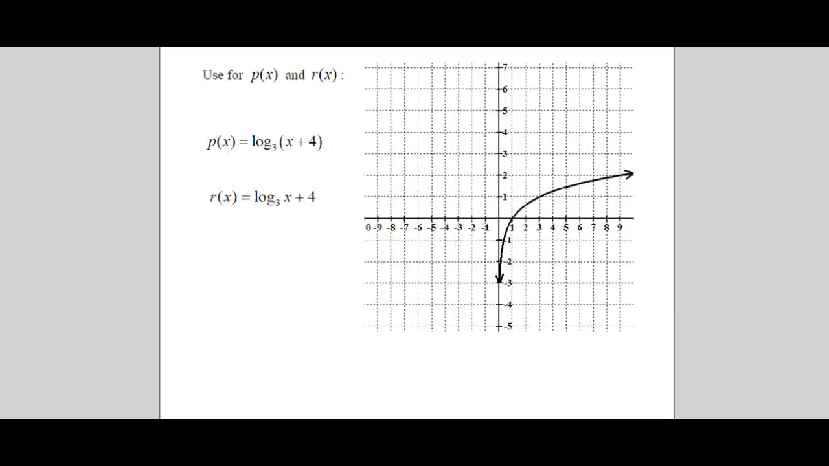And one more. So that's right, that's going left. 1, 2, 3, 4.